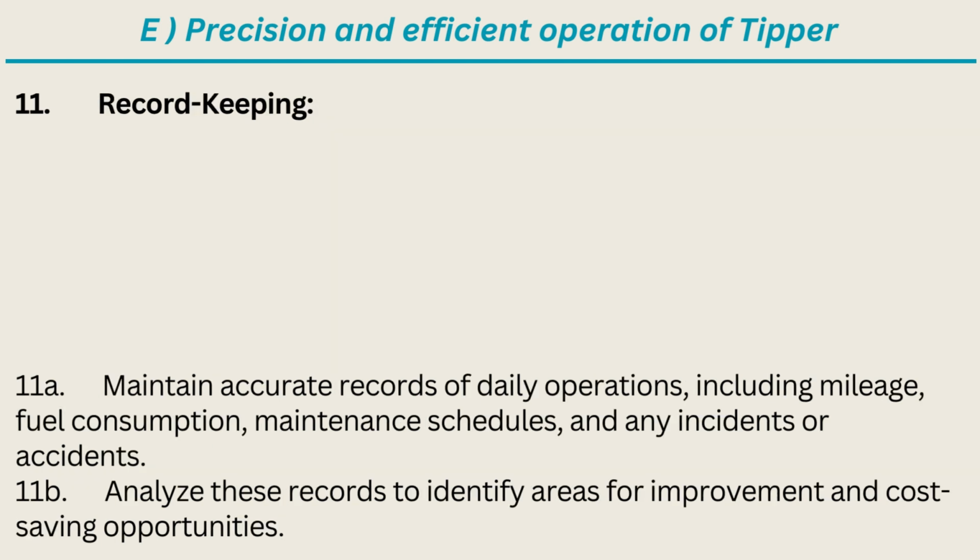11. Record keeping. 11A. Maintain accurate records of daily operations, including mileage, fuel consumption, maintenance schedules, and any incidents or accidents. 11B. Analyze these records to identify areas for improvement and cost-saving opportunities.